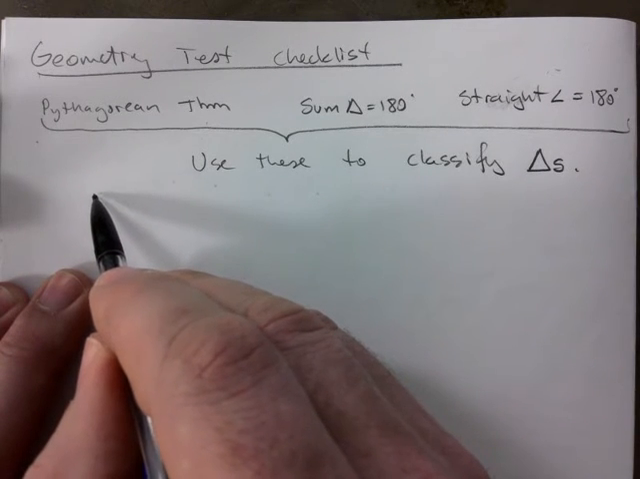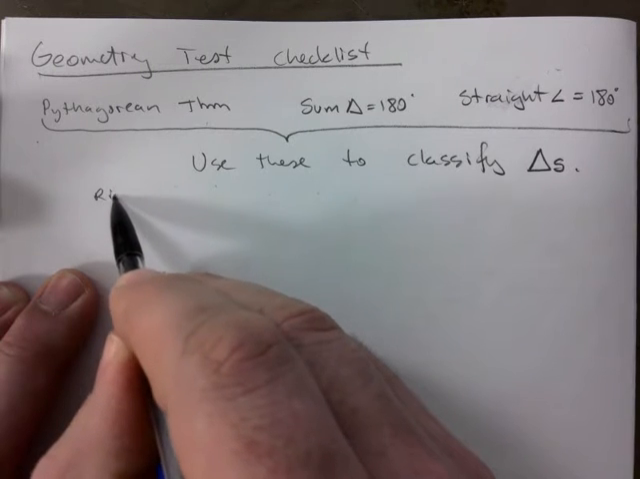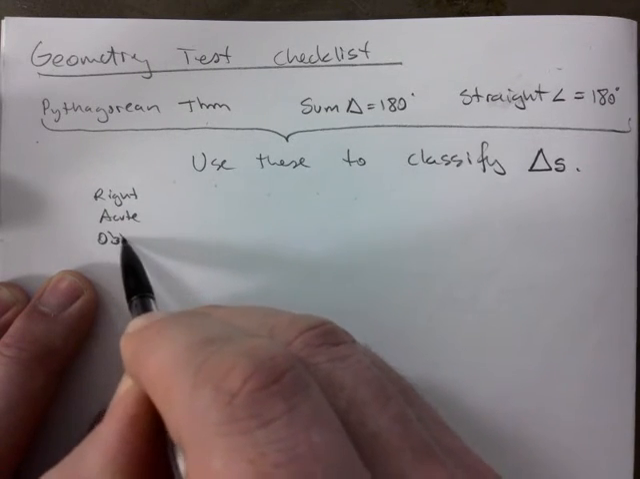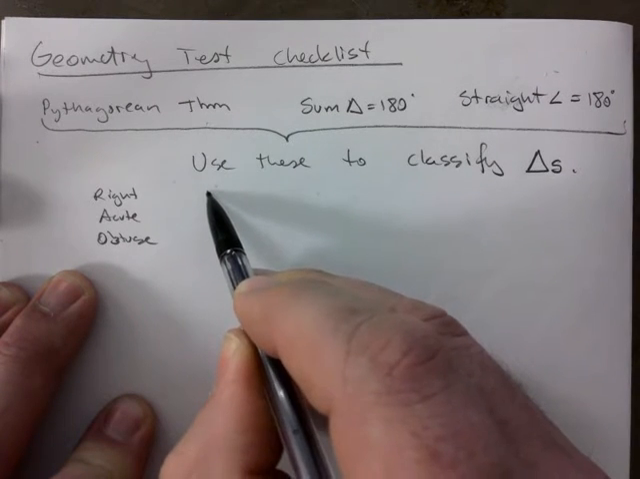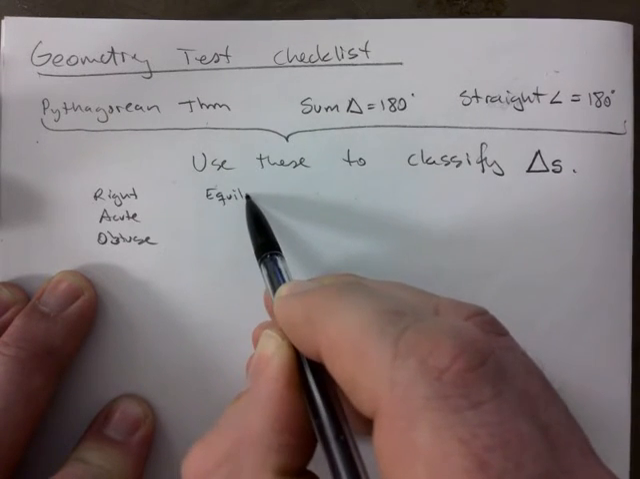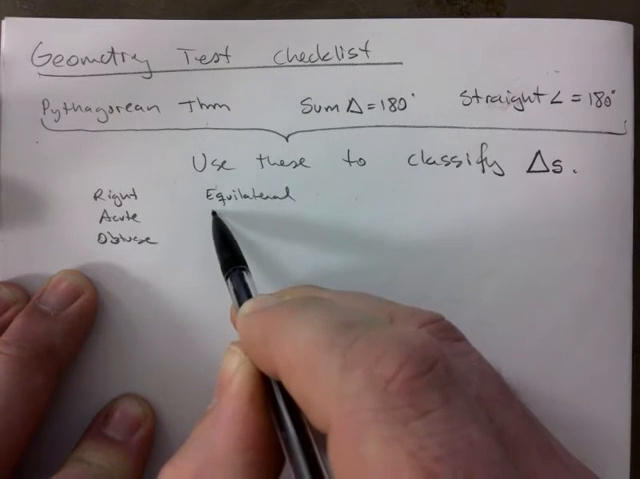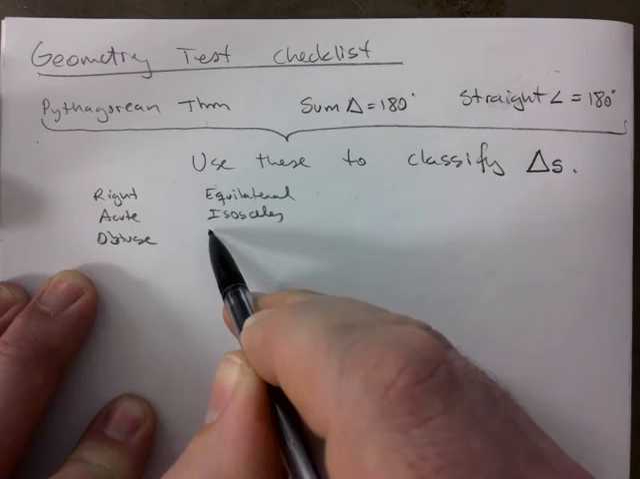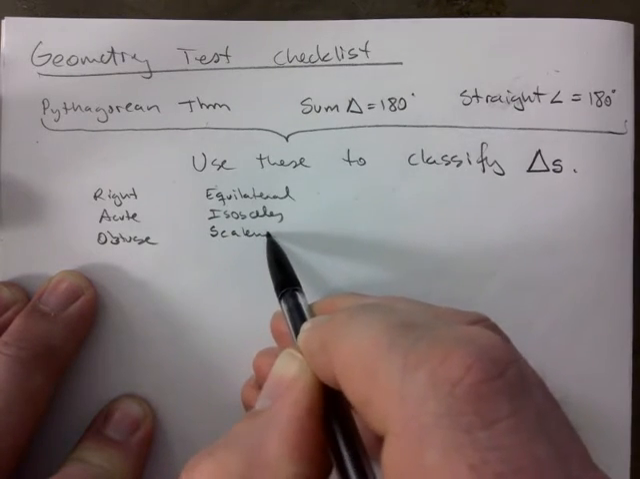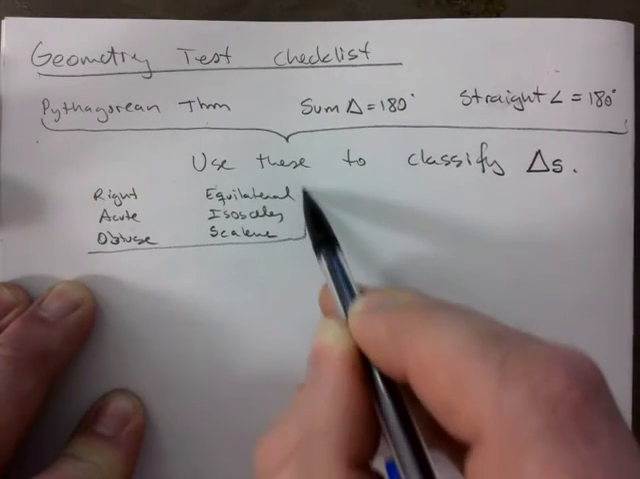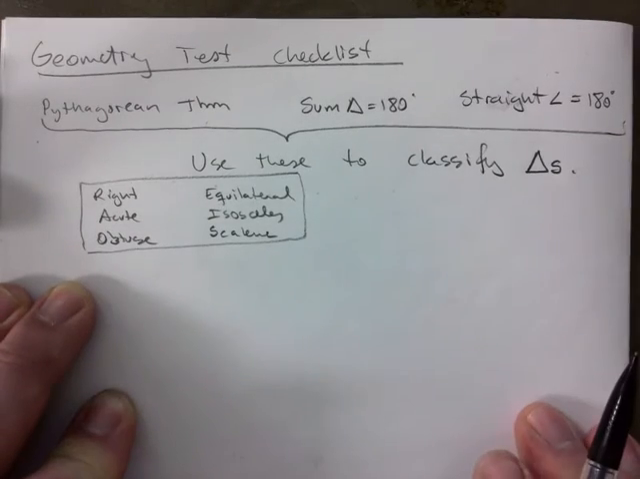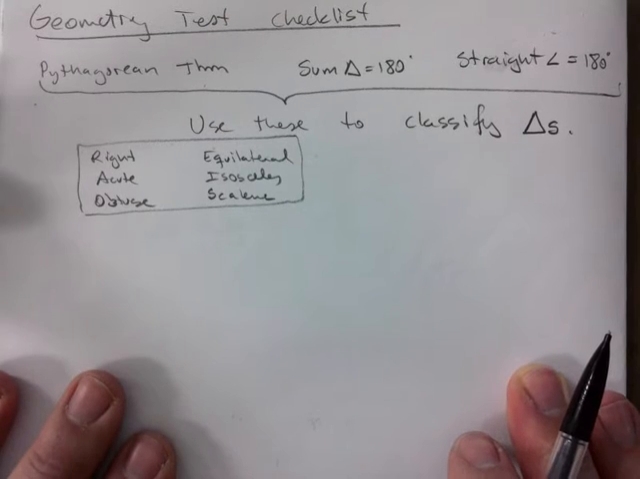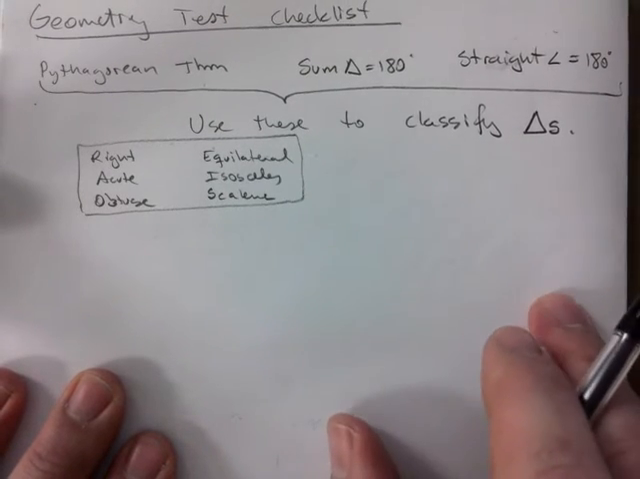So you should be able to have, there's right, acute, obtuse, and there is equilateral, isosceles, and scalene. Right? So these are the first and last name combination that you can use to classify a triangle. So that's what I mean by that.